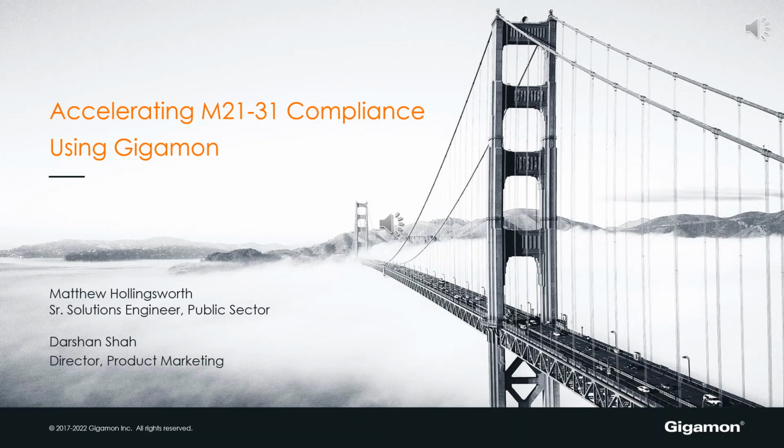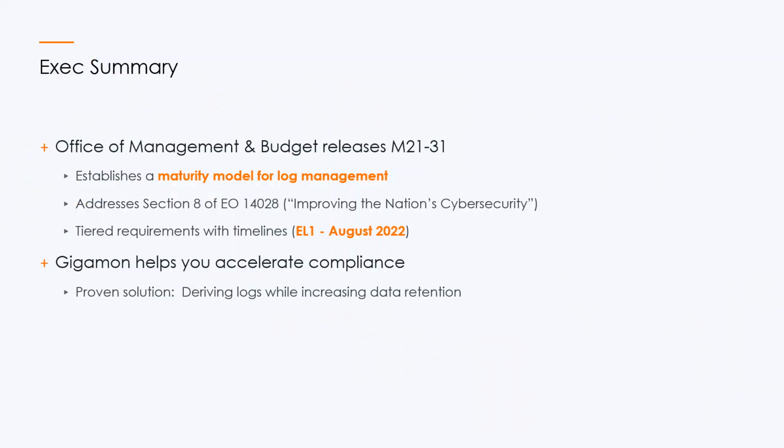We're going to be talking about how you can accelerate your M21-31 compliance using Gigamon. Now, we recognize that since this directive has been released, many of you are scrambling because there's a deadline coming up, EL1 in just a few months, August 2022. One of the big focuses of M21-31 is it establishes a maturity model for log management. And that's what we're going to be talking about. So we have some takeaways that we want to share with you about that area. And then we're going to show you a proven solution that will help accelerate compliance.